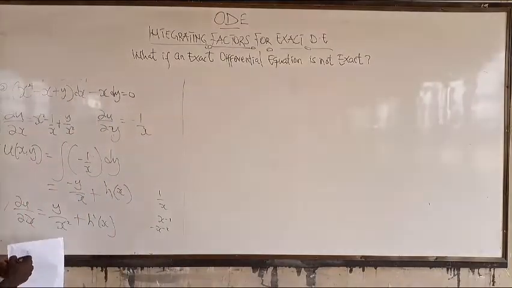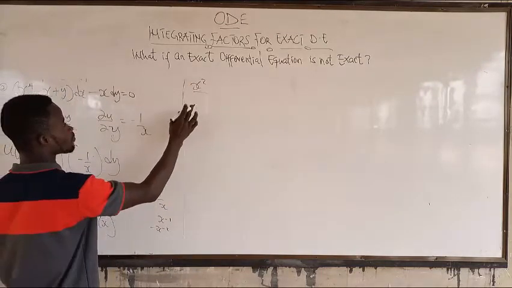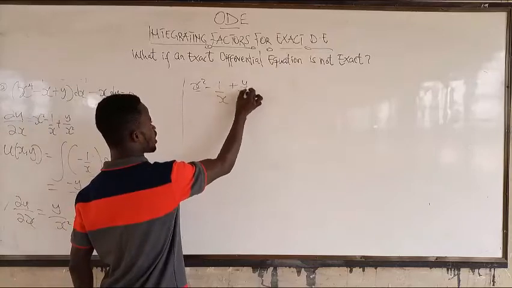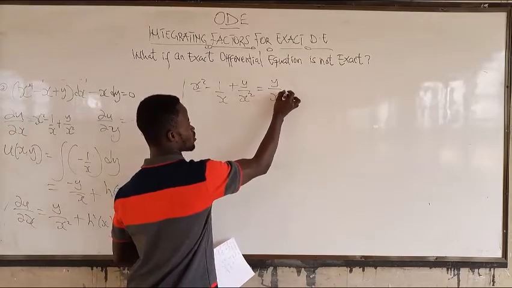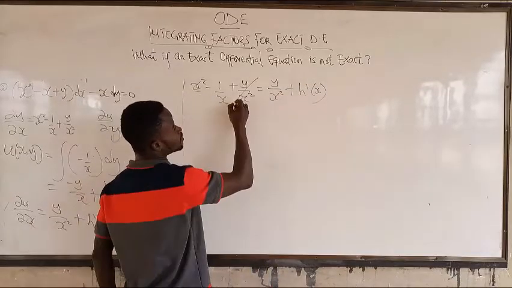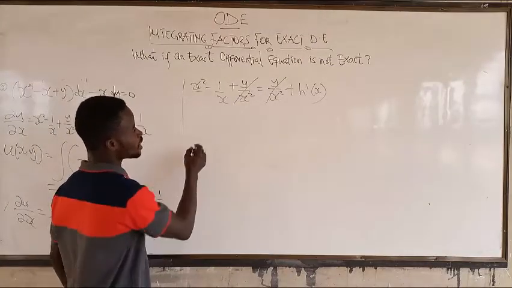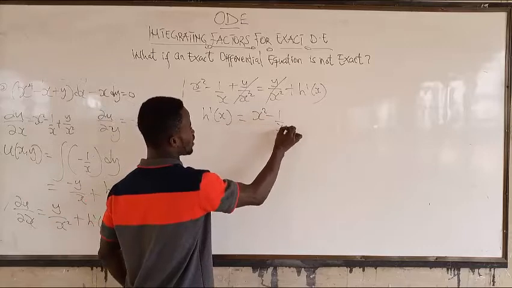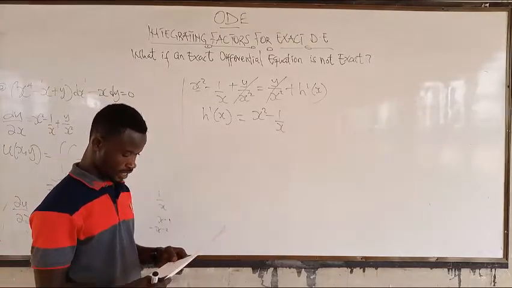So here we equate this side to this side. So we have x squared minus 1 over x plus y over x squared is equal to y over x squared plus h prime of x. So something will cancel, whether you like it or not. So here we learn h prime of x is equal to x squared minus 1 over x. Very good. So that is what we are going to have.